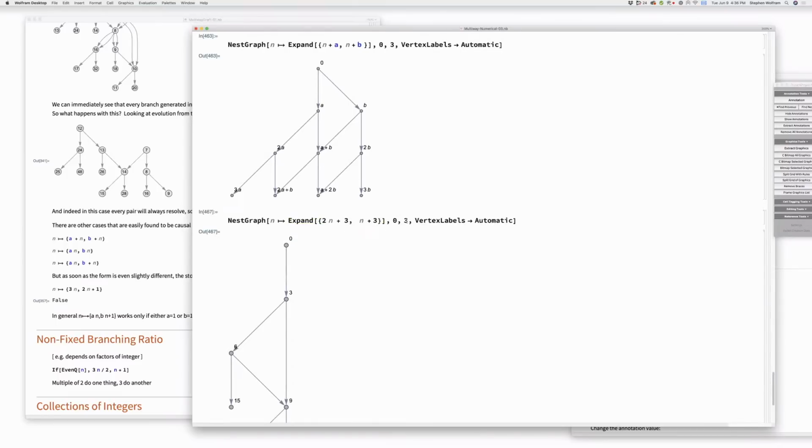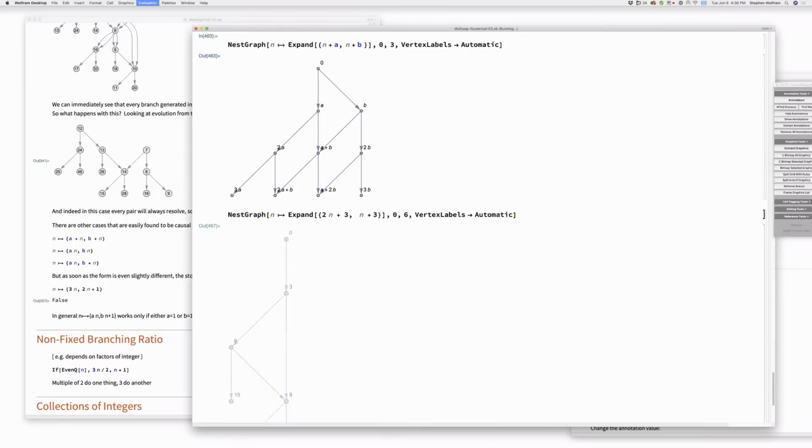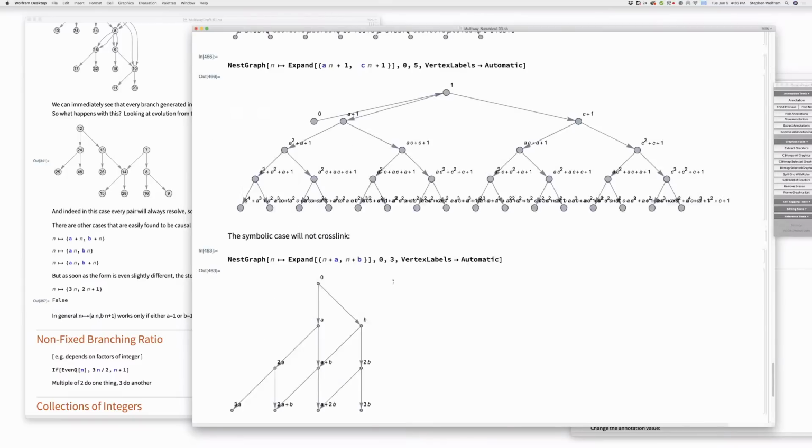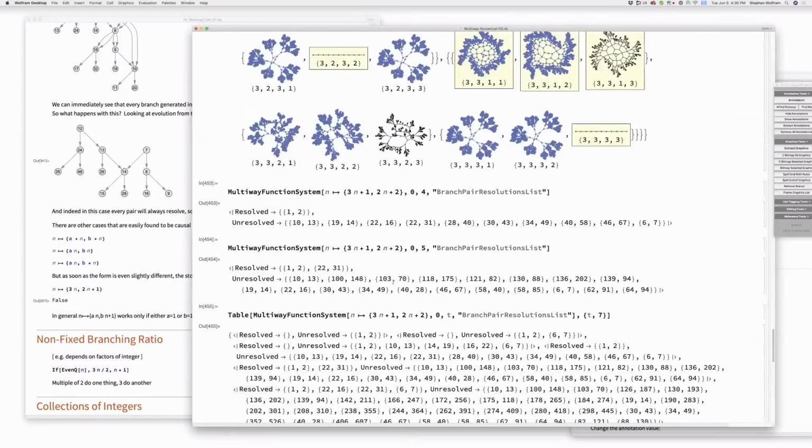Pigeonhole principle. Explain. We've only got a limited number of numbers, so if you actually put in values there, eventually they're going to merge. Nonsense. Look at the other cases, right?